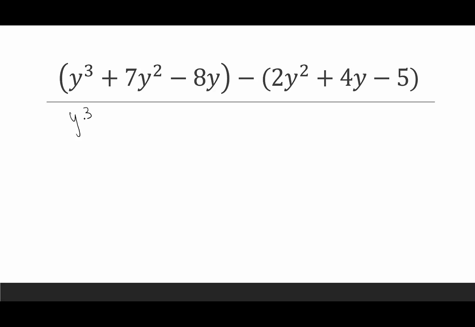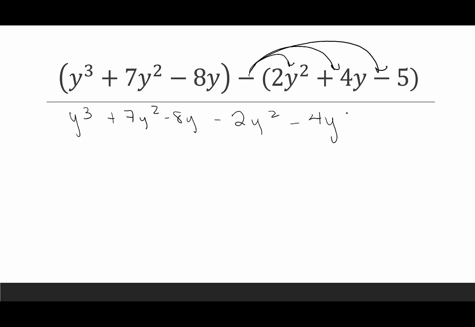I'm going to have y cubed plus 7y squared minus 8y. Then I'm going to distribute the negative sign to each term. So I'll have a minus 2y squared, then I have minus 4y, then the negative 5 becomes a positive 5. So super important that you pay attention to the signs before you start combining terms.